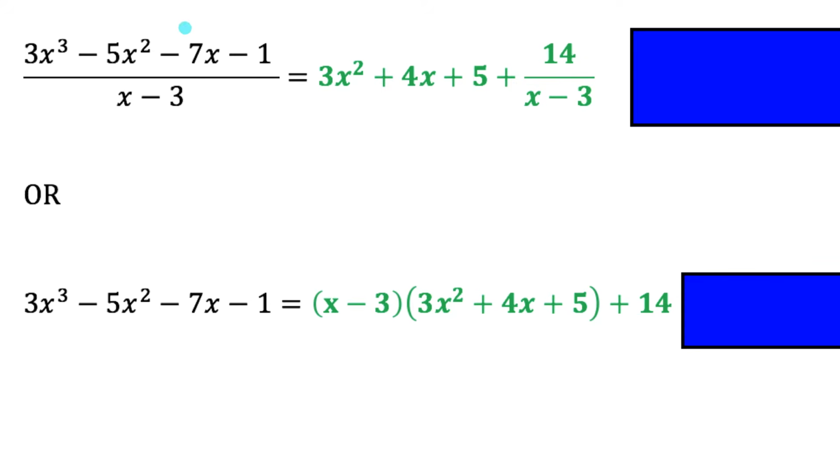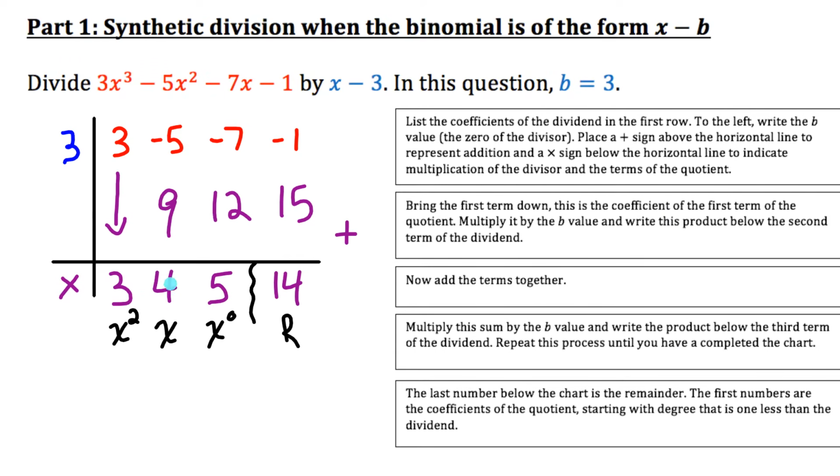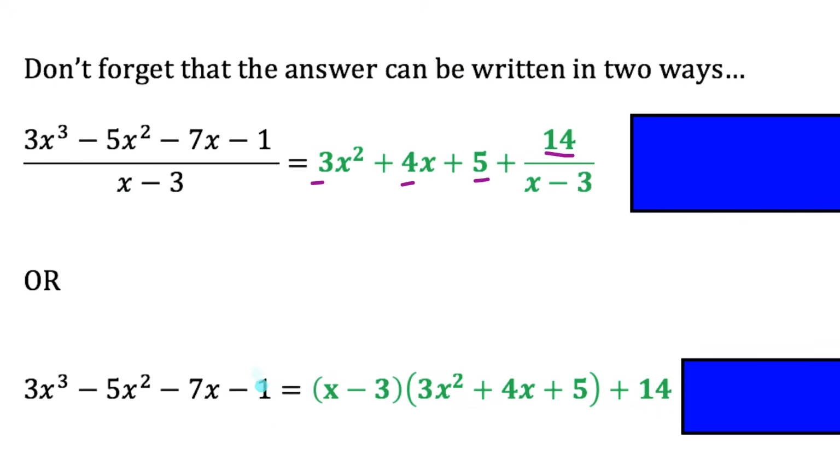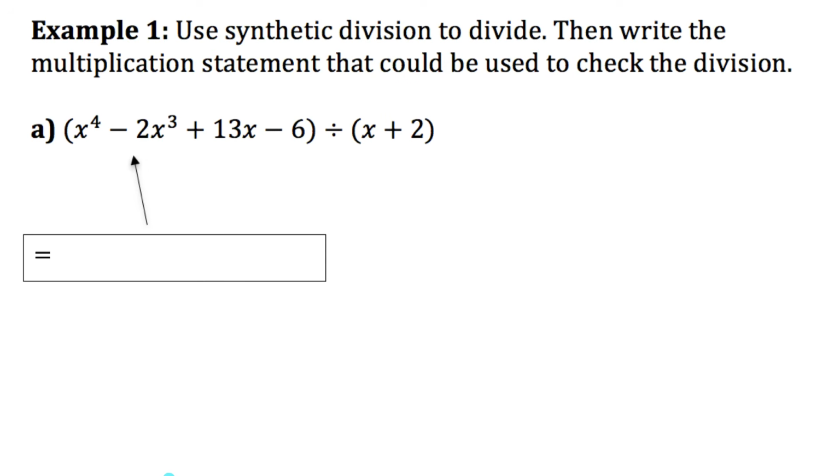But the key thing I want you to notice is that these coefficients, 3, 4, and 5, we got from here, 3, 4, 5 in the synthetic division, and the remainder of 14 here as well. So let's try a couple more examples of synthetic division where the divisor is of the form x minus b. It's a degree 1 divisor with a coefficient of 1.